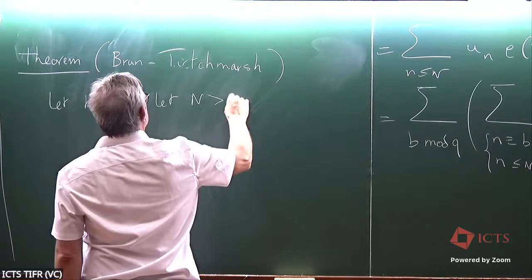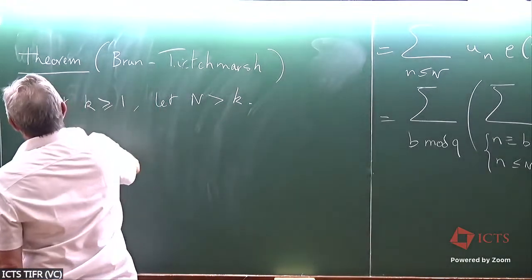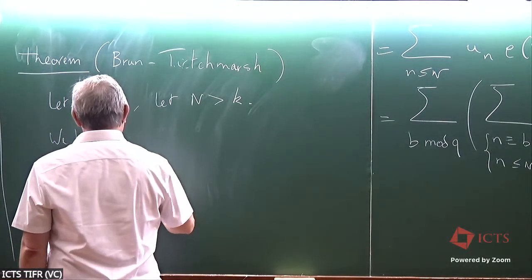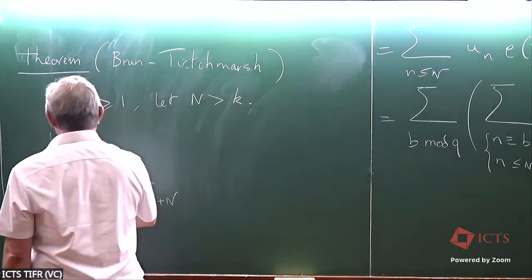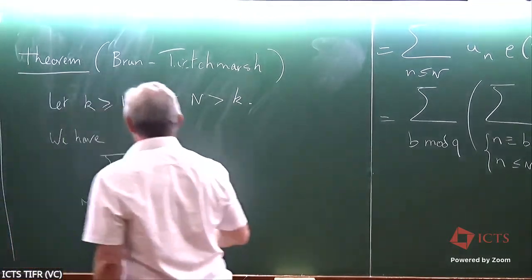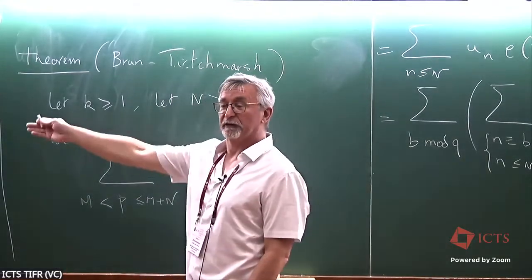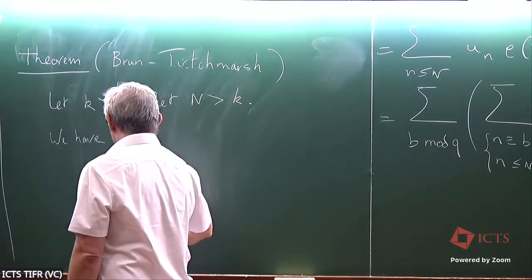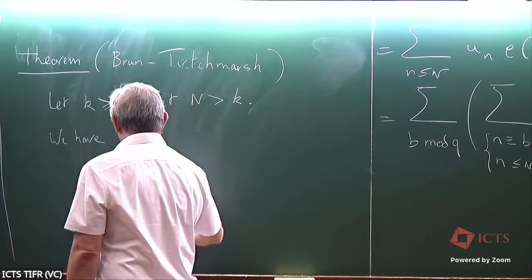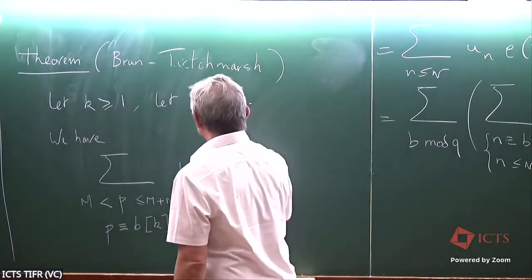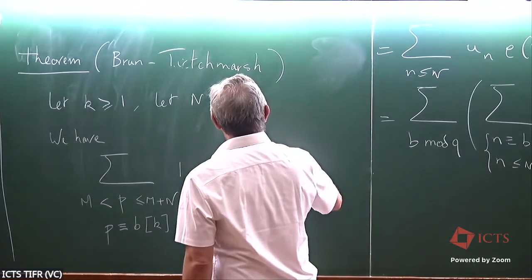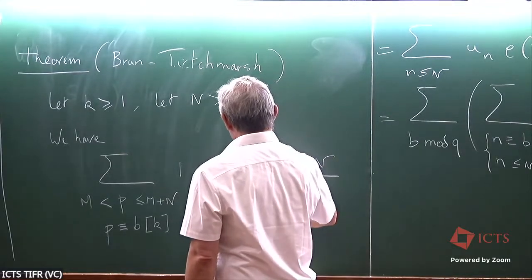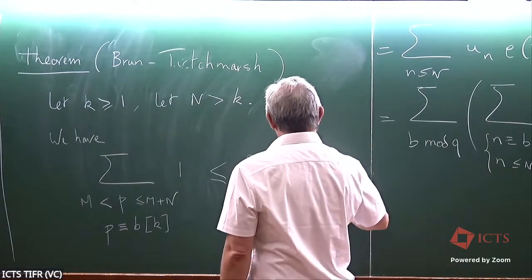Let N be larger than K. We have the number of primes P in an interval M plus N and M. It turns out that I've done it only for all the primes, but you can add a congruence condition, P congruent to some B modulo K, is less than 2, 1 plus little o of 1, N upon phi of K log N by K.